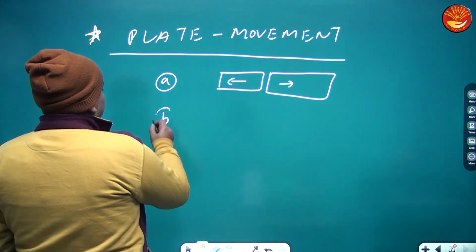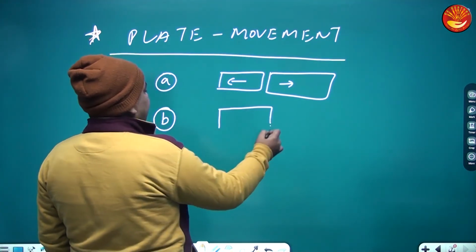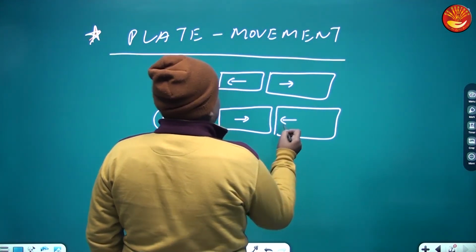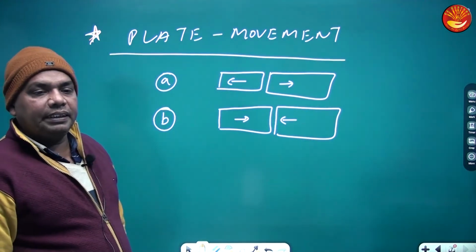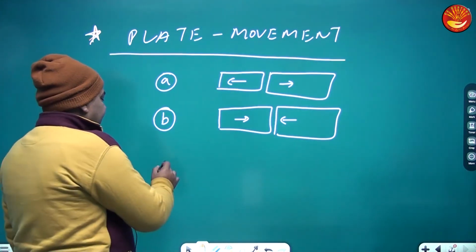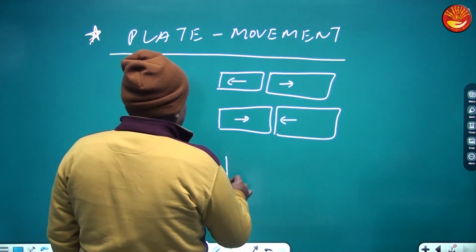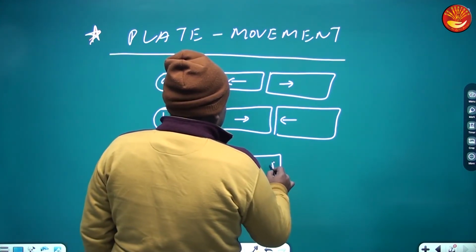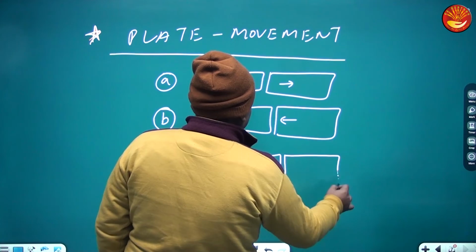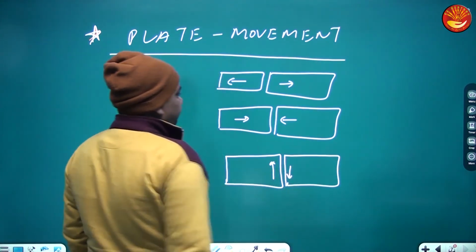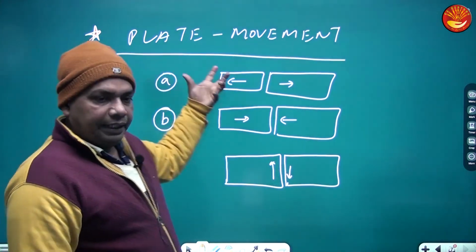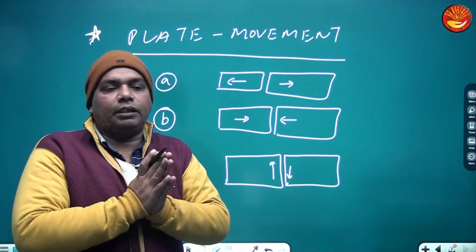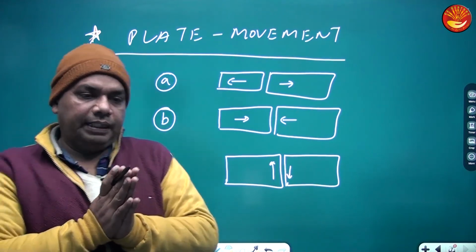The second kind of plate movement is when two plates collide with each other. And the third one is when two plates move parallel to each other. We are well aware that plate movement is also a major cause of the occurrence of earthquakes the world over.